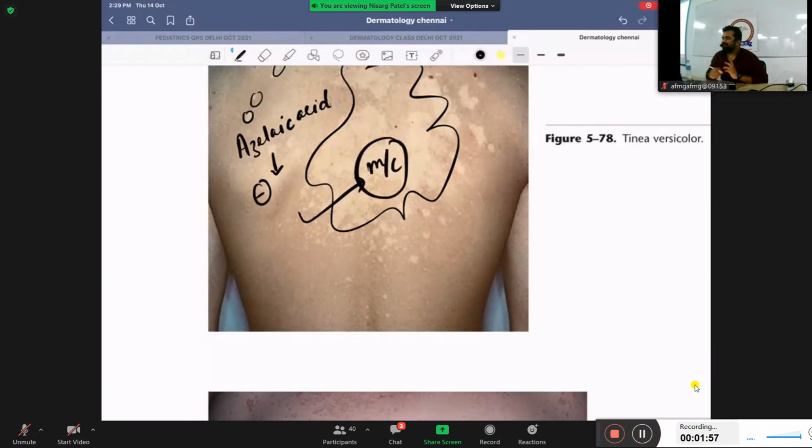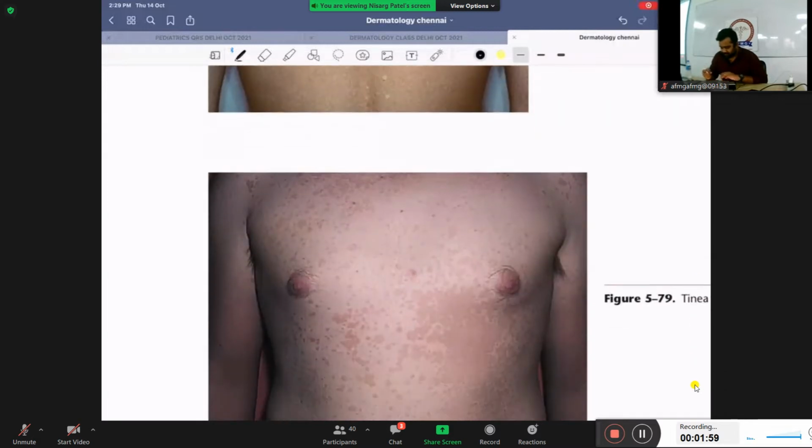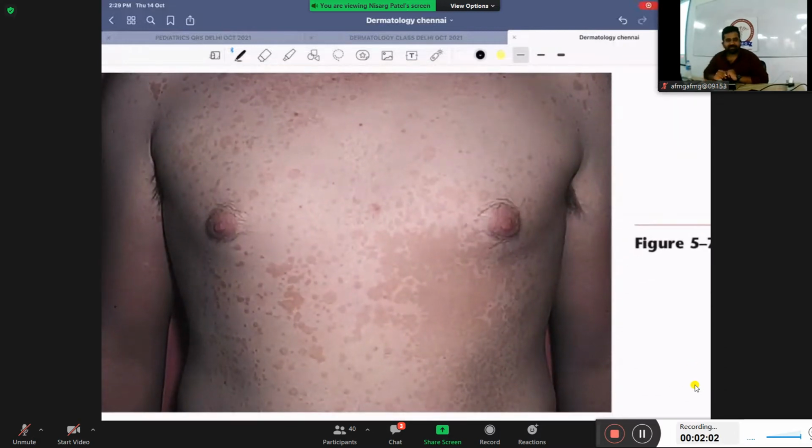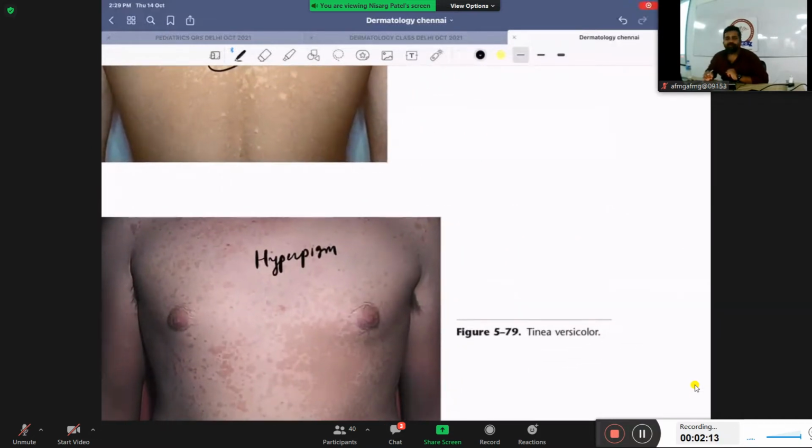But I told you, if the person is a fair skin person, as you can see, if this person is fair skinned, he can have hyperpigmentation. Which medicine is not used in tinea versicolor? Griseofulvin and terbinafine are not used. हम क्या यूज करेंगे टॉपिकली? क्लोट्राइमाजोल यूज करेंगे. We can use fluconazole, itraconazole also, right?